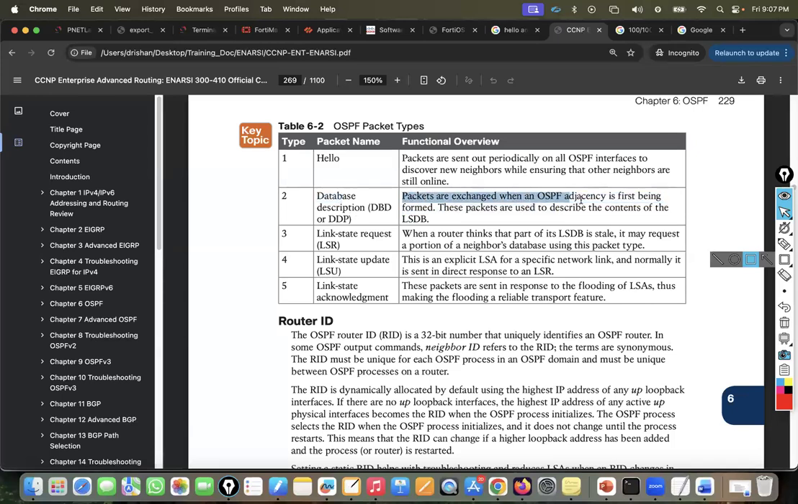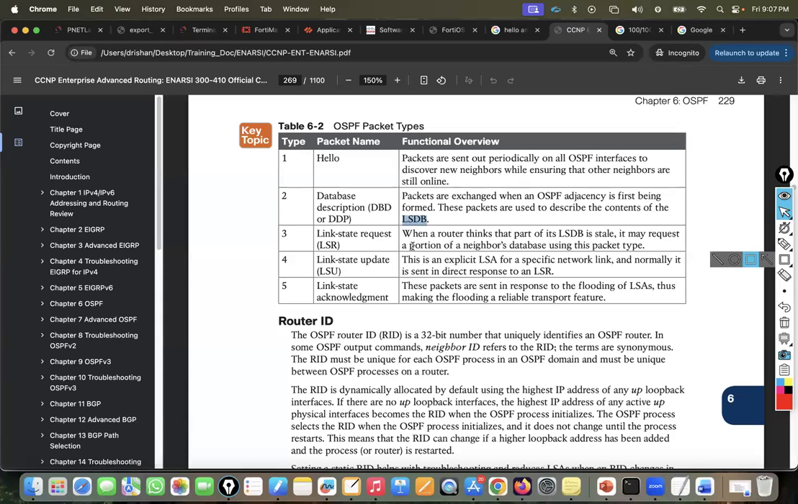Packets are exchanged when the OSPF adjacency is first being formed. So they are adjacent, meaning they are good neighbors; they have all parameters matched. These packets are used to describe the contents of the LSDB. Whatever database information I have, I will share with you, and whatever database you have about the routing table, you share with me. So that's the LSDB. Then why are LSR and LSU there?